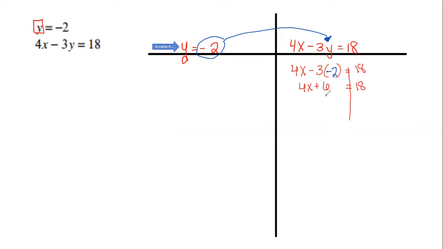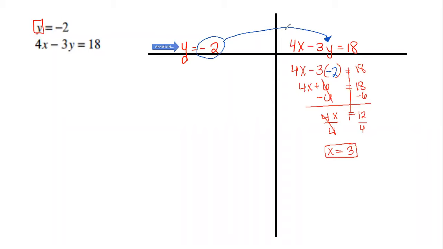All right, and then I'm going to take 6 away from each side. All right, I'm going to undo addition by subtraction. So I have 4x equals 12, and now I'm going to divide each side by 4, and I've got x equals 3. x equals 3 is my solution. All right, so x is 3.